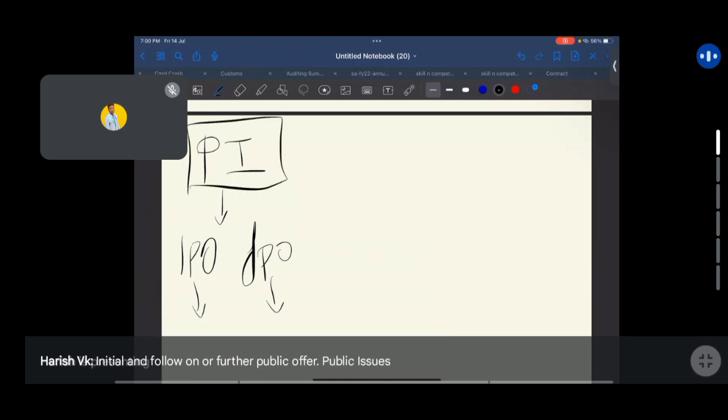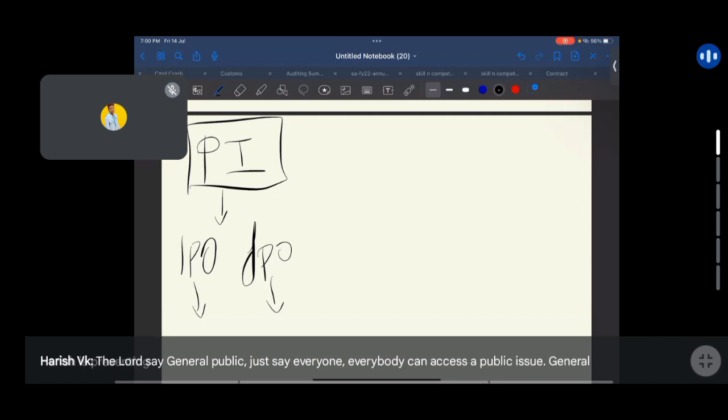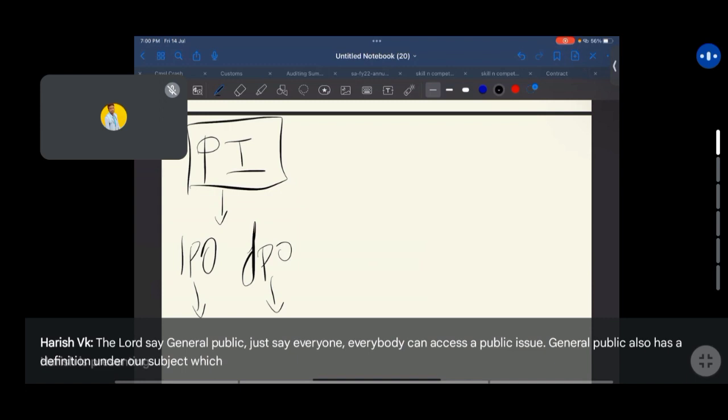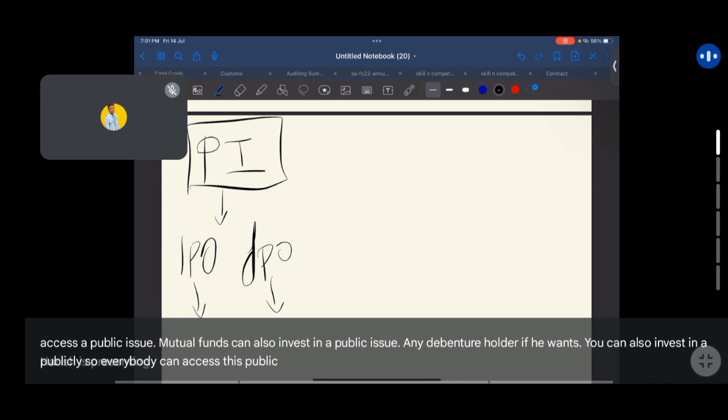Public issue is accessible to whom? To the public, actually, for the first time. Not general public, just say everyone. Everybody can access a public issue. General public also has a definition under our subject, which we'll learn later on. General public only means investors like you and me. But banks can also access a public issue. Mutual funds can also invest in a public issue. Any debenture holder, if he wants, can also invest in a public issue. So everybody can access this public issue. It's free for all. That's what a public issue is.